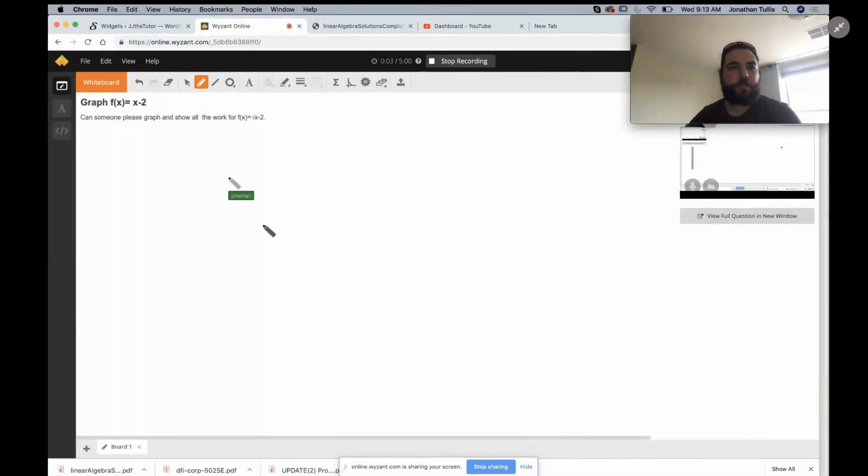Okay, so we're going to graph this: f of x is equal to the square root of x minus 2. Here we're on the Wyzant board, but we're going to switch off. So we're going to graph that.